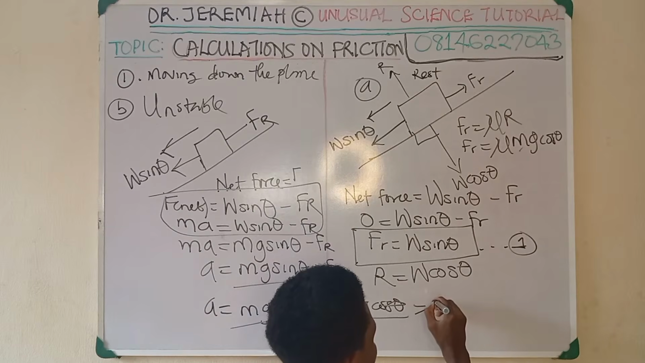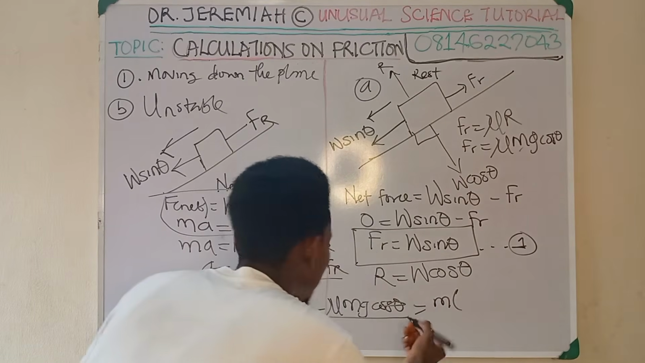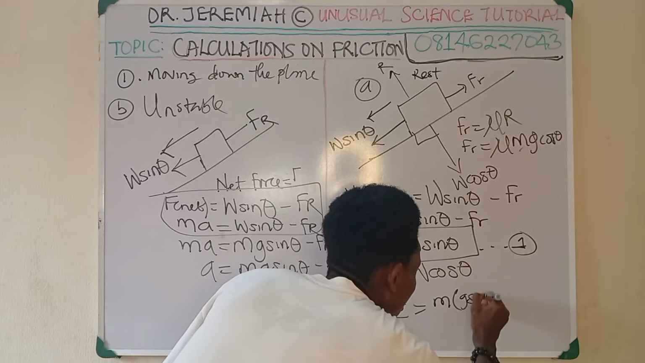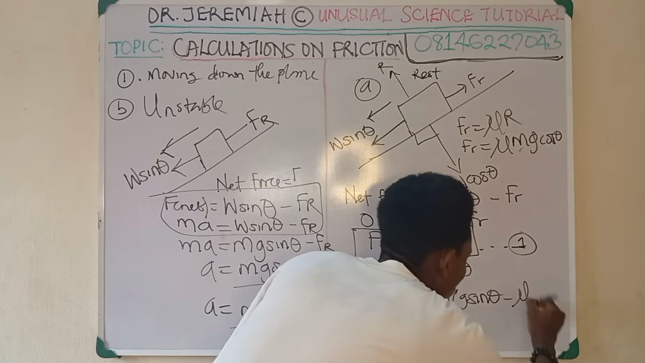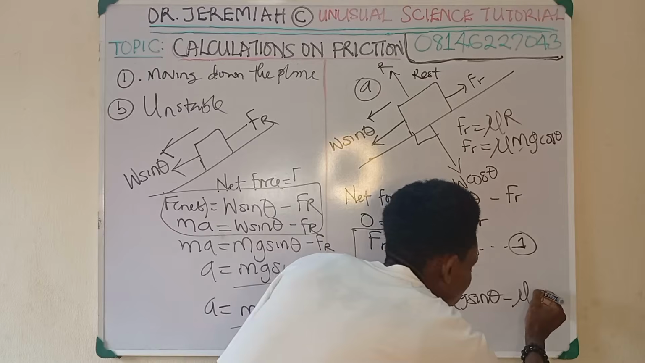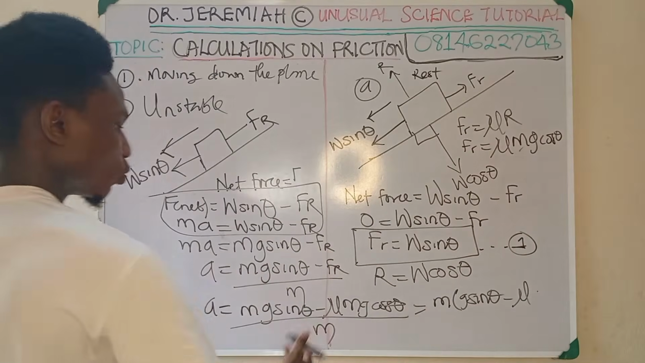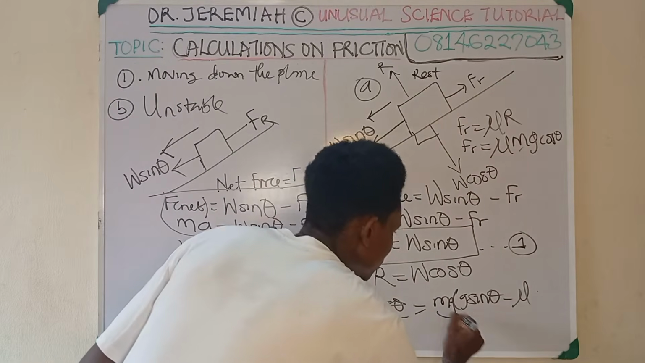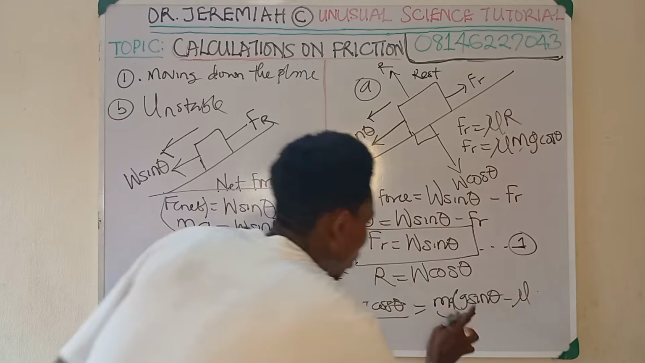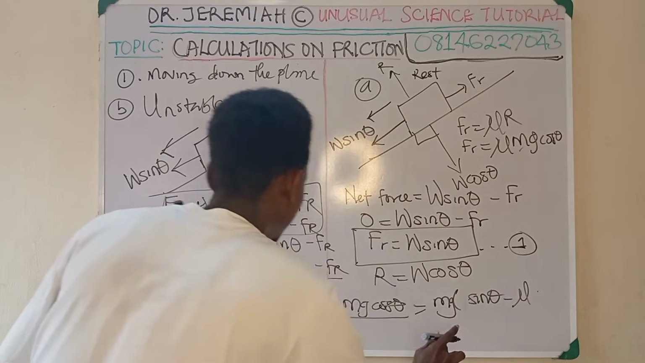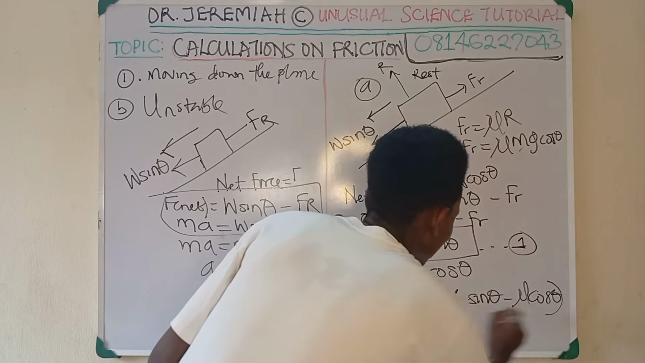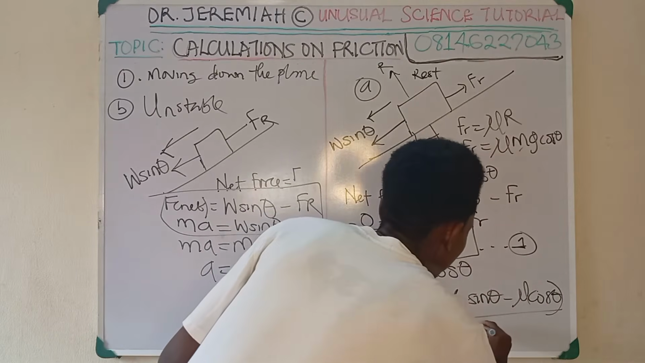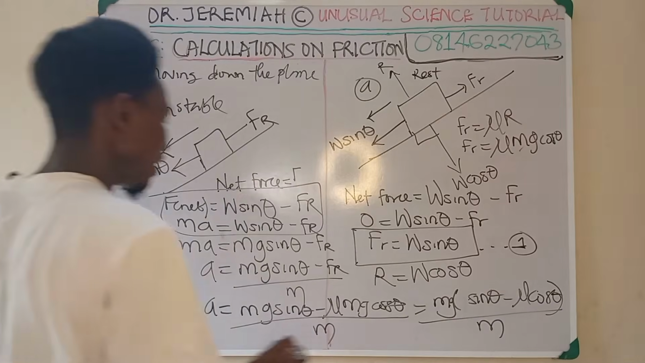I hope you can see what I'm doing. I don't want to kill the board now. So mg sin theta minus mu, okay, we can also bring out g. So you have mg, you see, mu, so you cancel your mg here, mu cos theta. So you see mg mu cos theta divided by m.